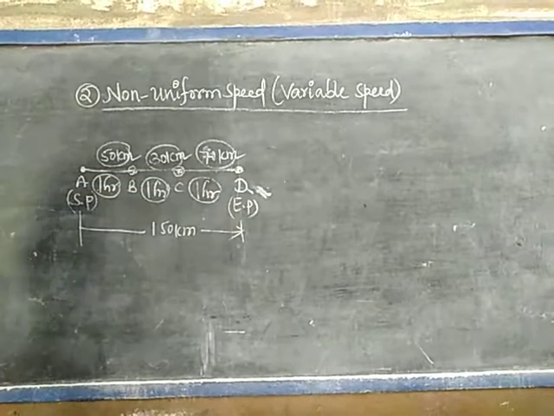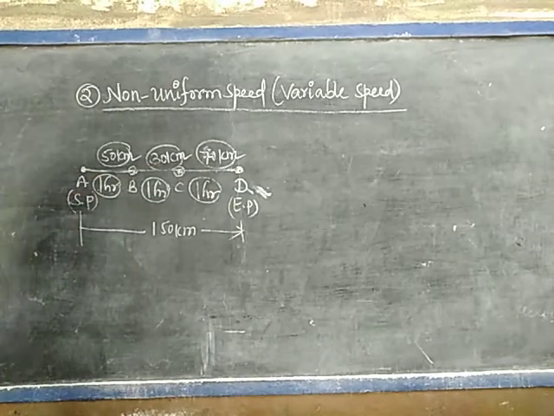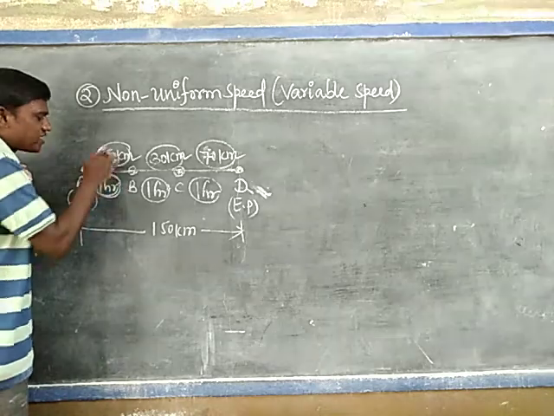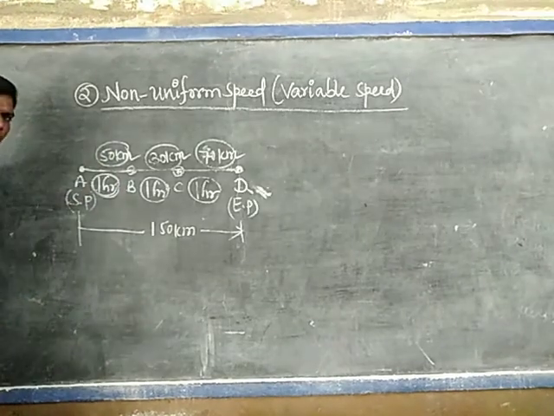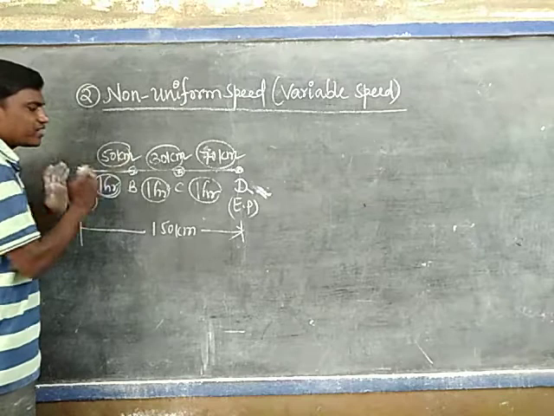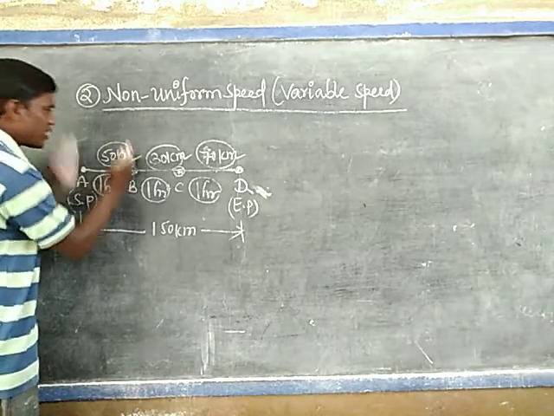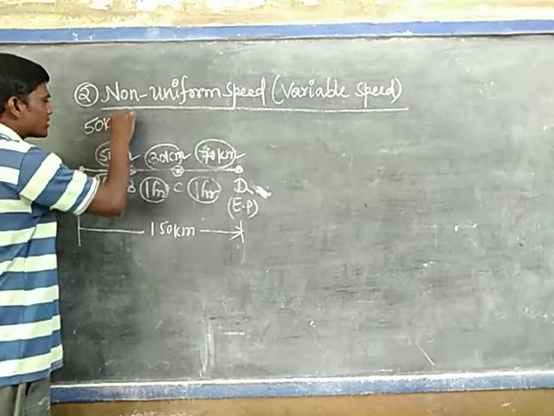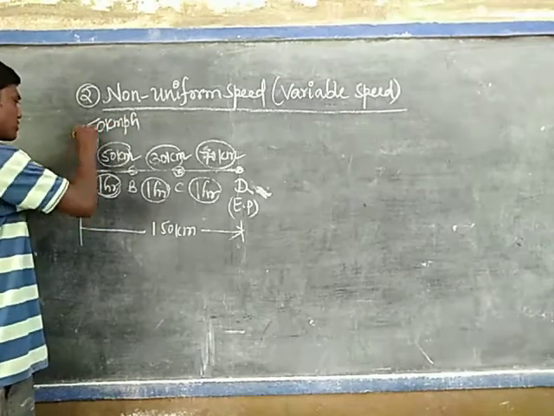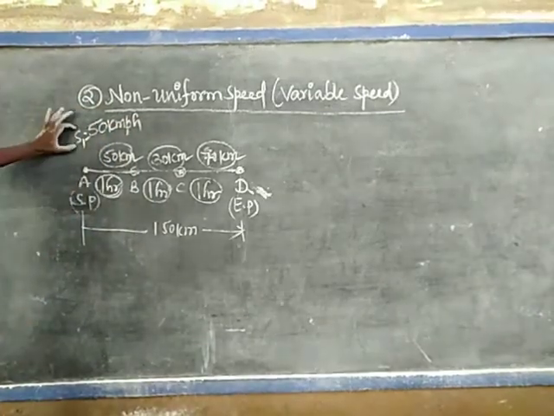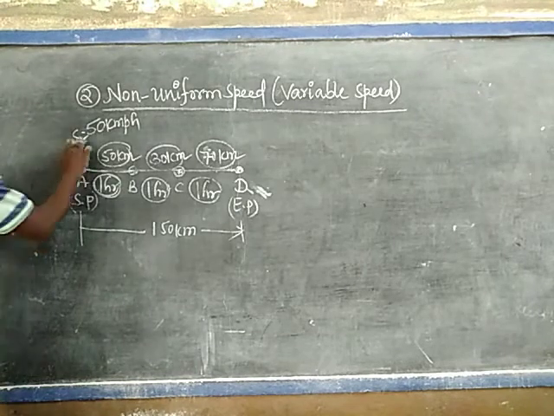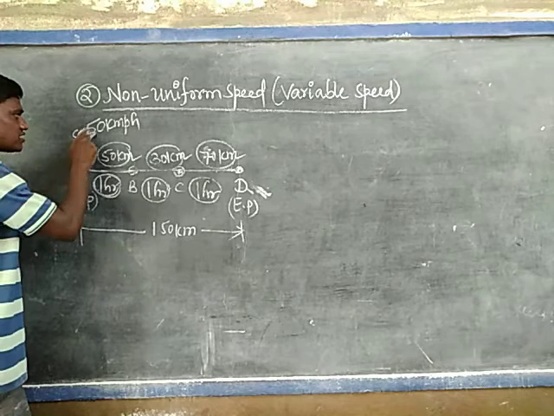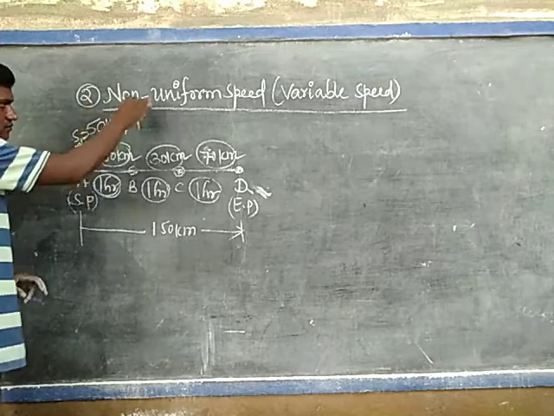From this, I will explain one thing here. In the first 1 hour, how much distance is covered? 50 kilometers. From A to B, with how much speed does the body move? 50 kilometers per hour. This is the speed S1. Initially, from A to B, S of AB, we consider that the speed of the body from A to B is 50 kilometers per hour.